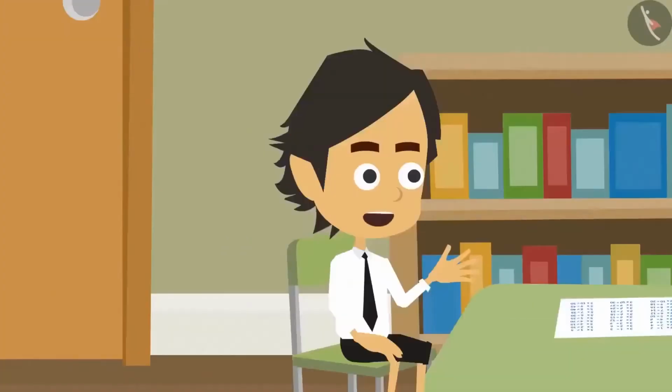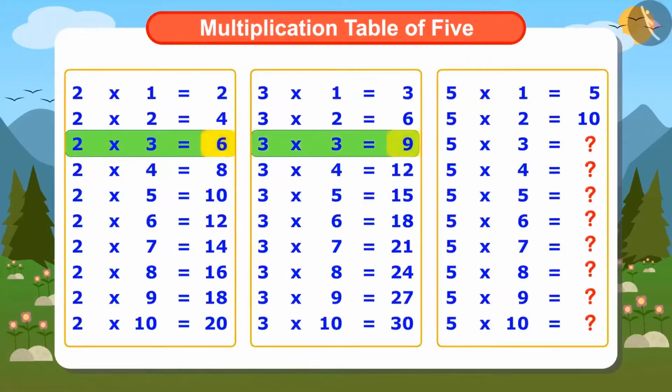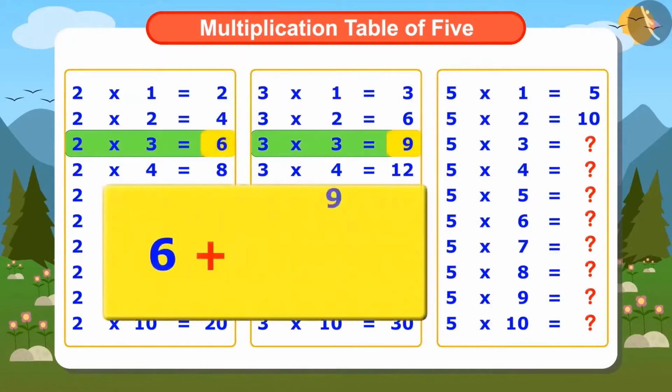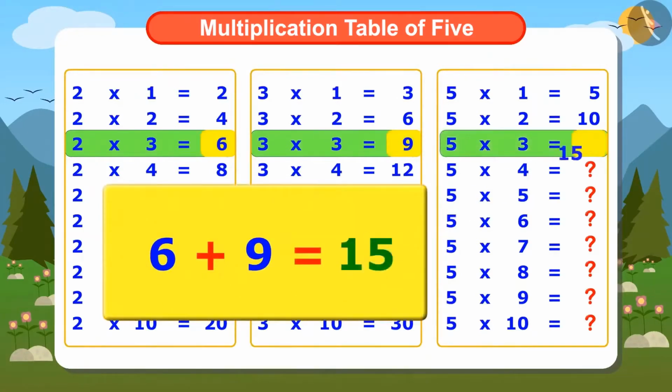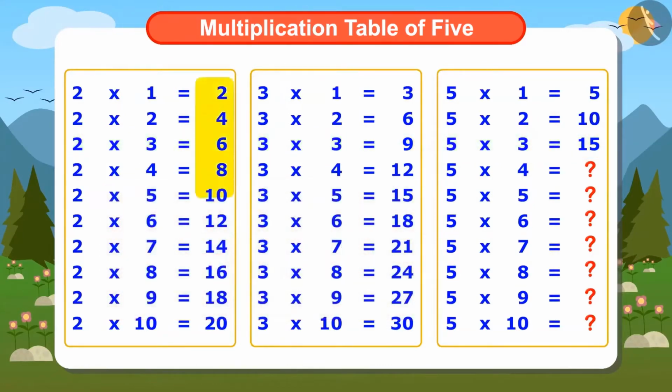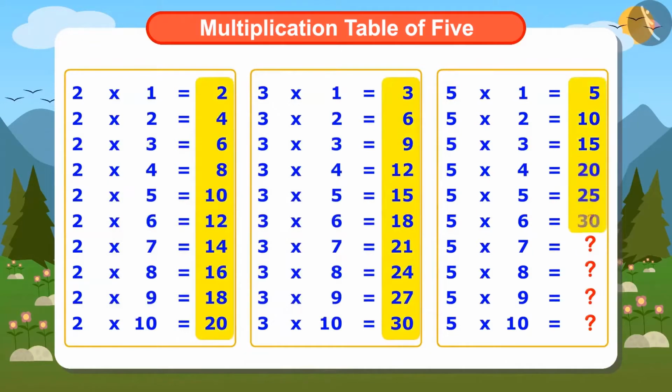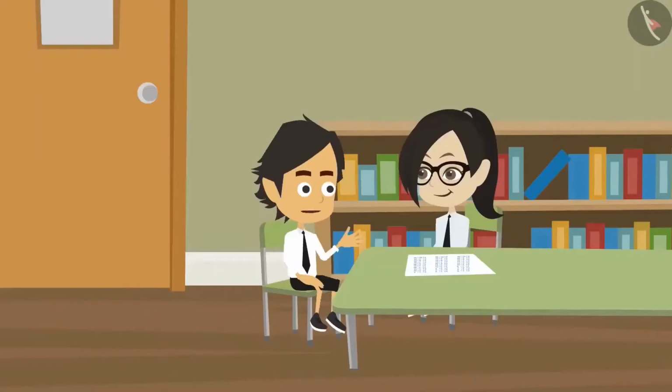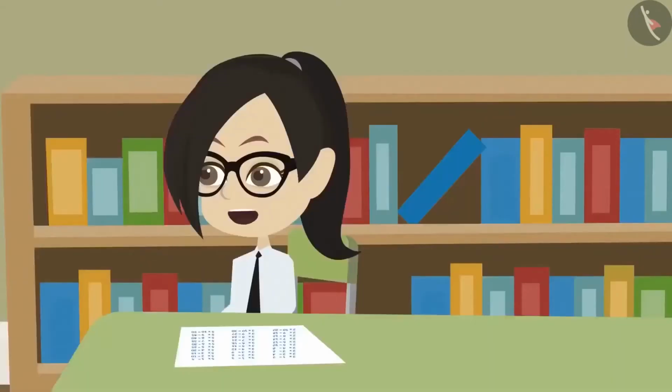Oh wow! Then we can find the third number in the multiplication table of 5 by adding the third numbers 6 and 9 in the multiplication tables of 2 and 3, which will be 15. In this way, we can find the complete multiplication table of 5 by adding the numbers from the multiplication tables of 2 and 3. Now I have understood. To find out the multiplication table of large numbers, we can use the multiplication tables of smaller numbers. Yes, I have also understood.